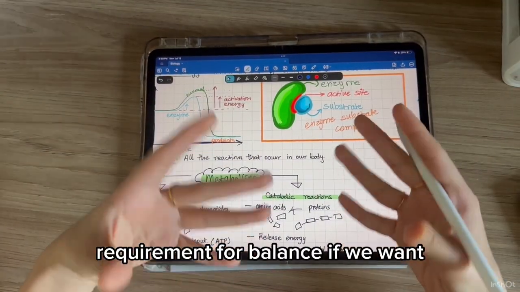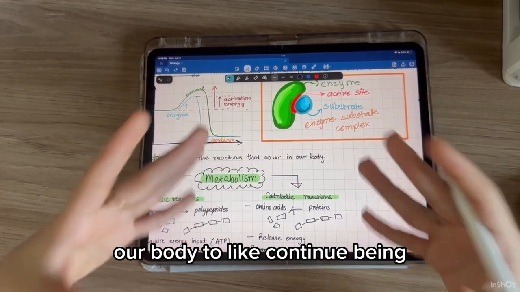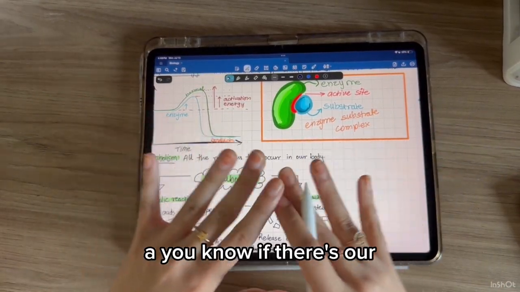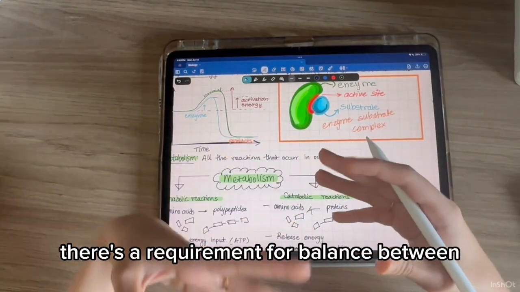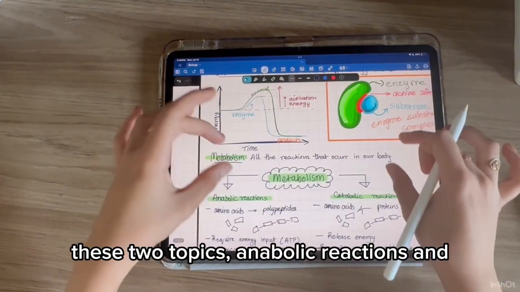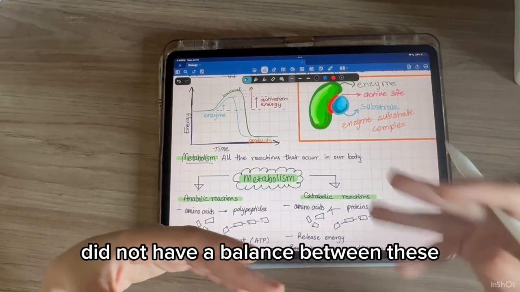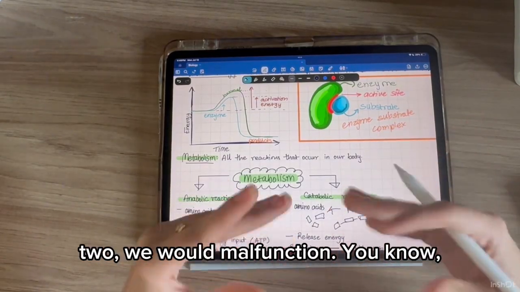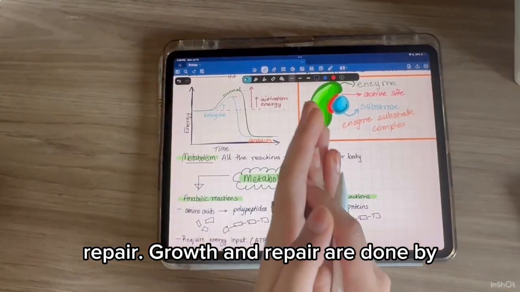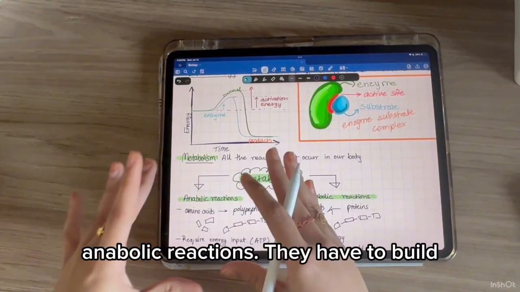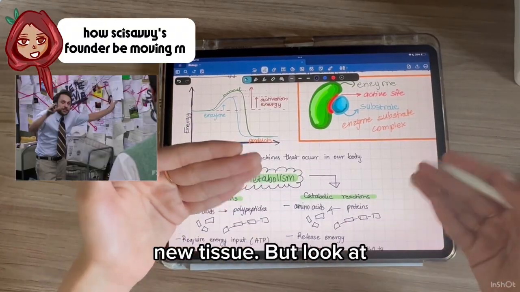Now there's a requirement for balance between these two, anabolic reactions and catabolic reactions, because if our body did not have a balance between them, we would malfunction. Let's take this example: growth and repair. Growth and repair are done by anabolic reactions. They have to build proteins and other molecules needed for new tissue.